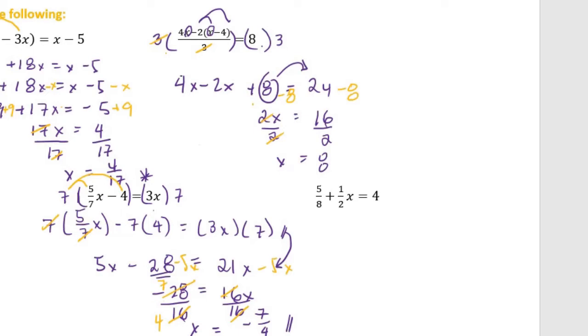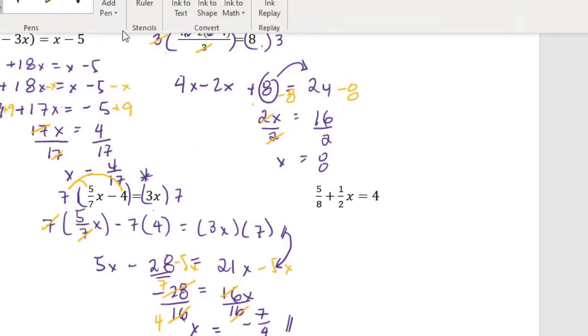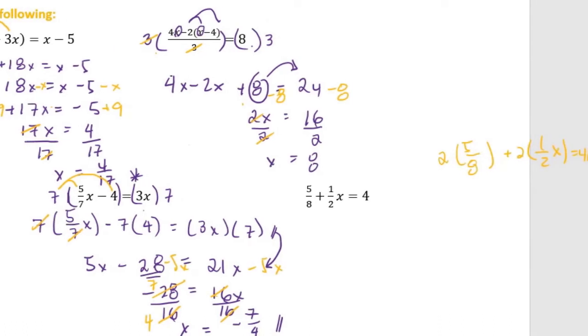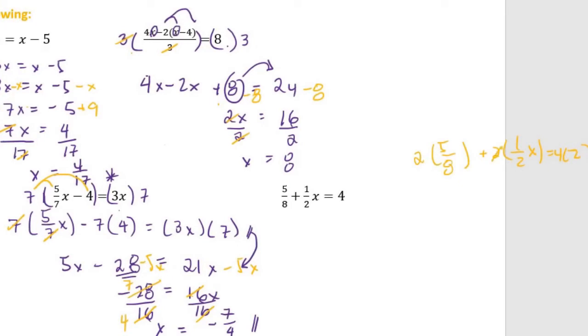If I multiply the left side and the right side by 2, I wouldn't quite get there, because I'd have 2 times 5/8, and then also 2 times 1/2 x equals 4 times 2. So that almost works because these 2's will cancel and I'll be left with an x. But 2 and 8, while they do simplify, would leave you with a 4 in the denominator. So that's not quite going to work. So rather than multiplying both sides by 2, what happens if I multiply both sides by 8?